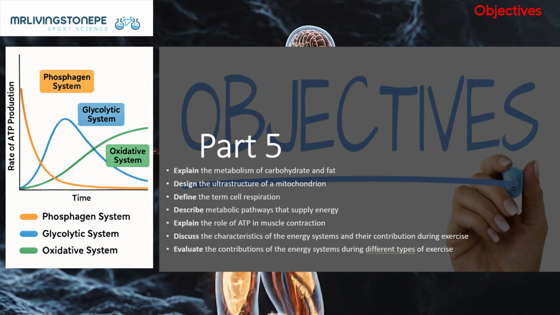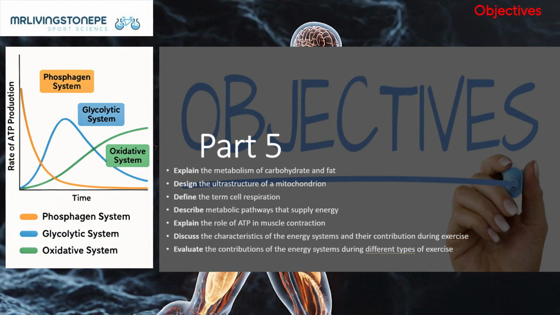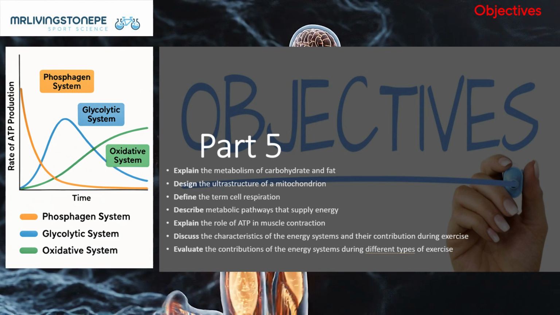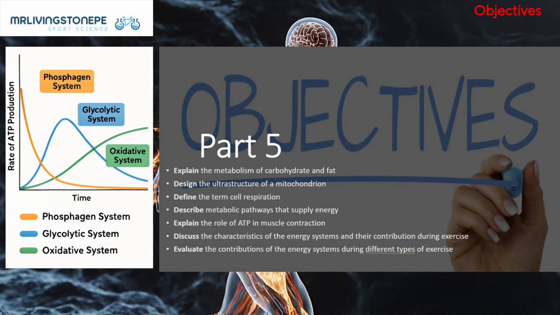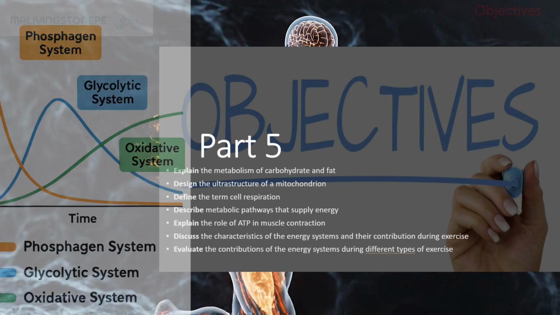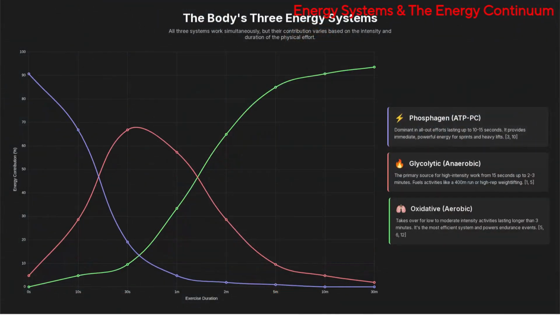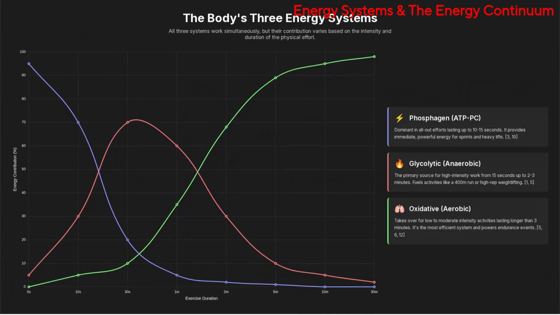Clearly a lot more objectives to cover for this content in comparison to recent videos, but this will allow us to truly examine the three energy systems and their interplay. The body uses three overlapping energy systems. They all contribute at once, but which one dominates depends on how intense the effort is and how long it lasts.